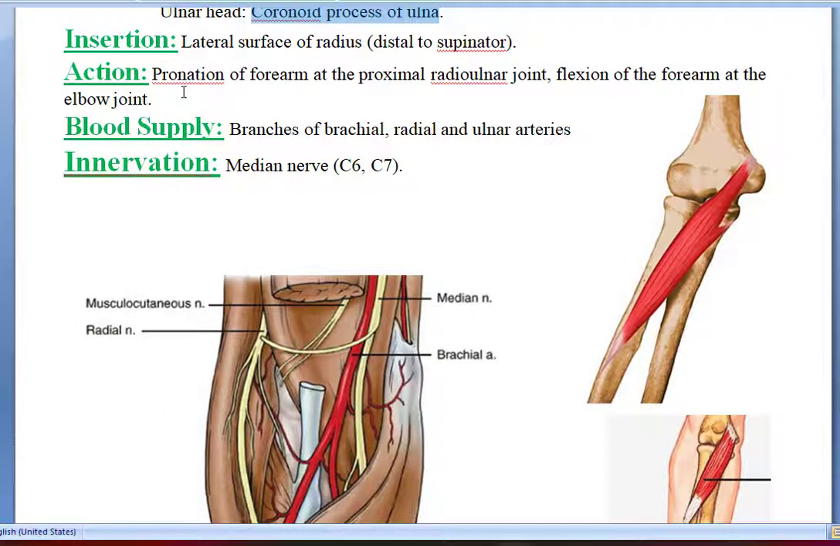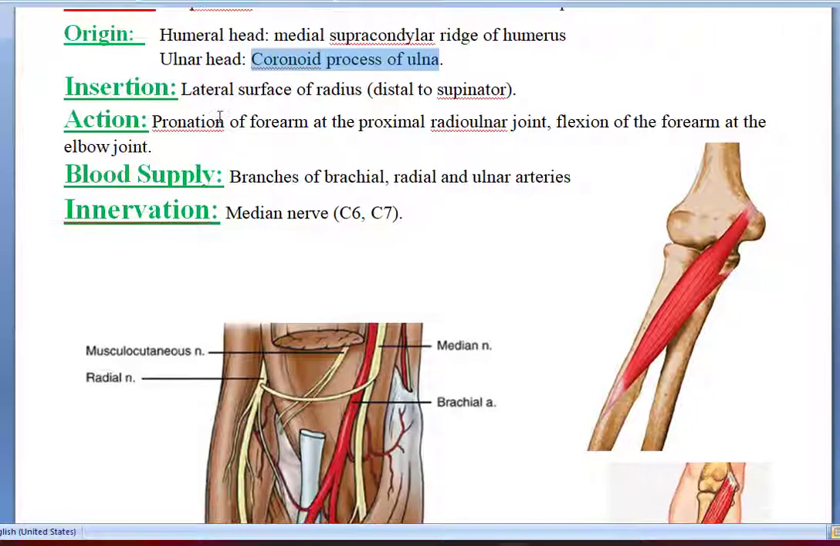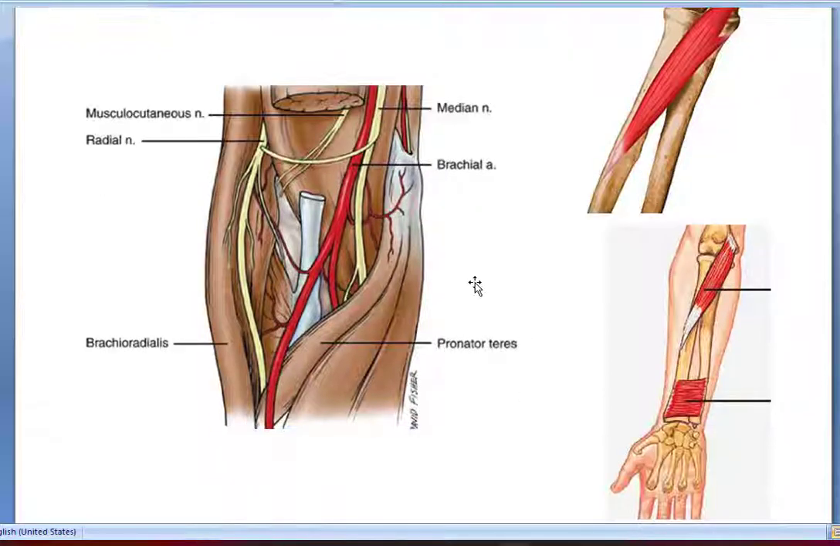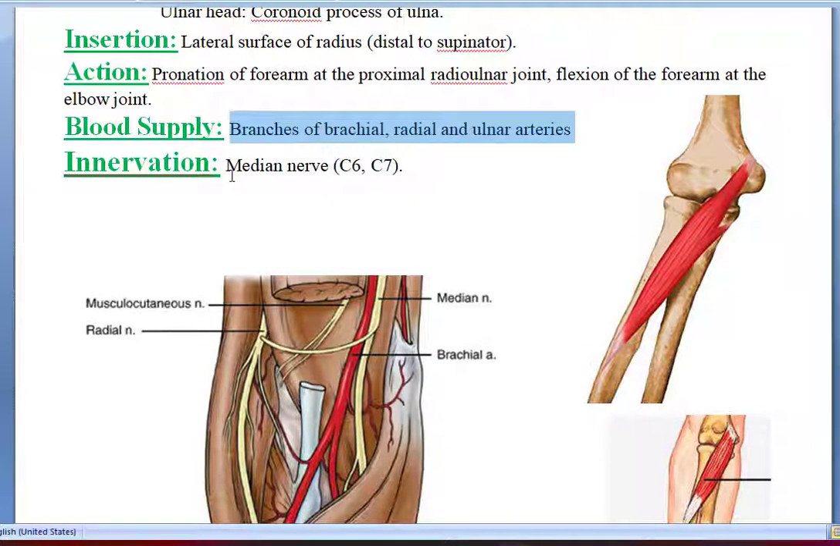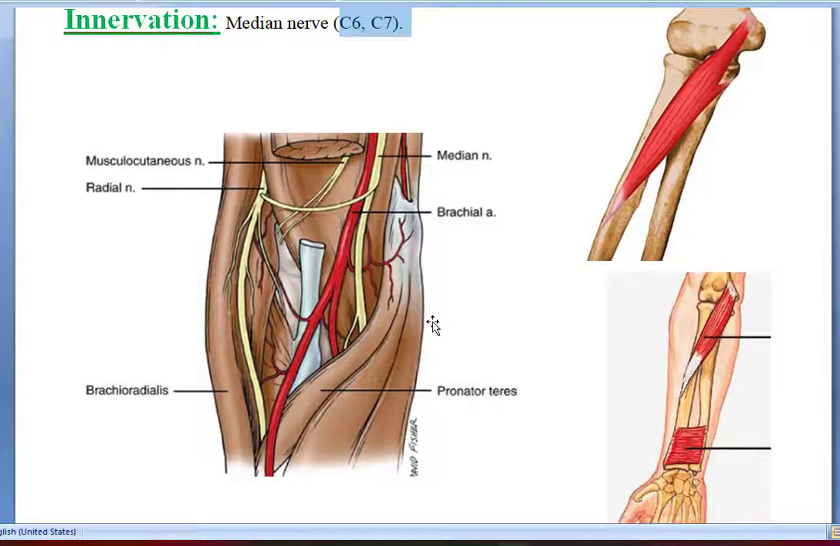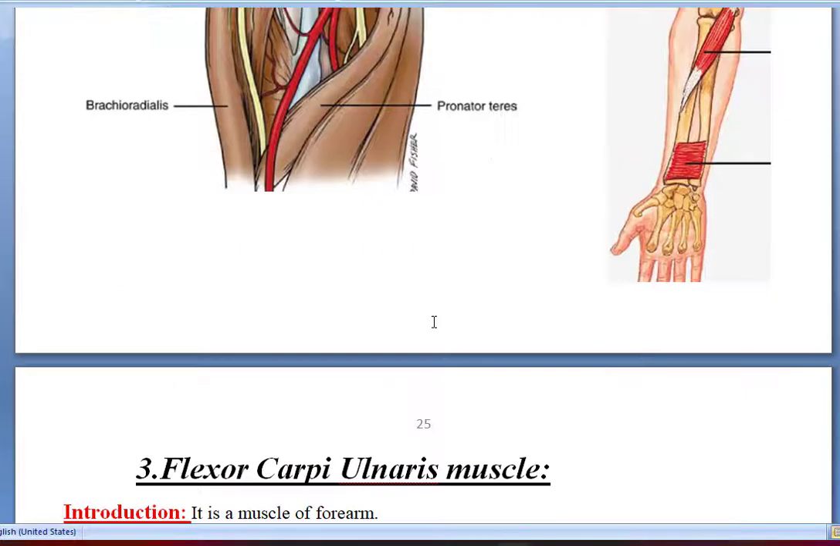What are its actions? As its name dictates, pronator, it helps in pronation of the forearm at the proximal radioulnar joint, and flexion of the forearm at the elbow joint. So whenever it contracts, it causes two movements, pronation and flexion. What is its blood supply? It is supplied by branches of the brachial, radial and ulnar arteries. What is its innervation? It is innervated by the median nerve, which comes from C6 and C7. So this was about the pronator teres muscle.